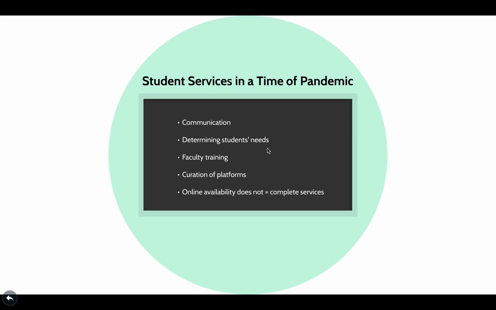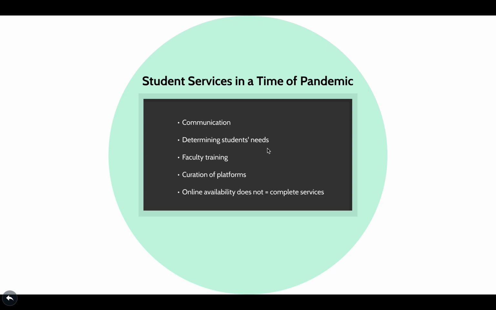It's also important to consider faculty training. Faculty training is important so that they can use the array of online tools available and so that they can be aware of the services available to students. It's also important to curate the resources and platforms available to both faculty and students. When they have access to a vast array of platforms and tools, this can become cluttered, overwhelming, and confusing. It's important to keep these platforms and resources organized and streamlined.